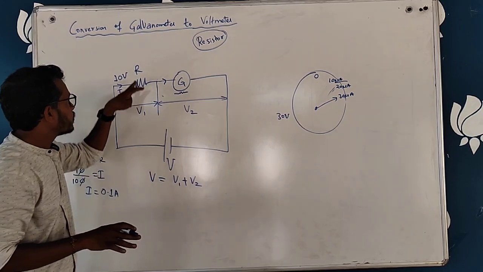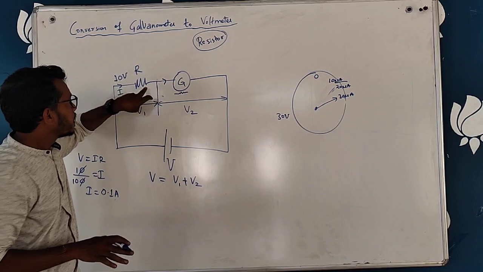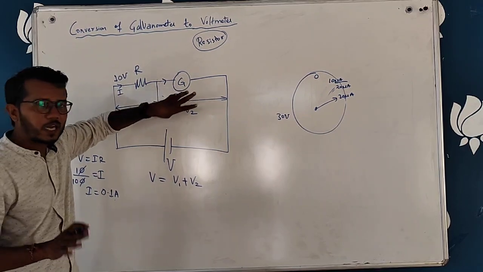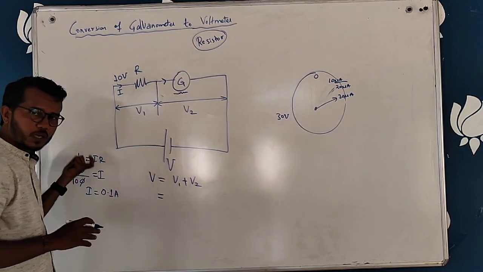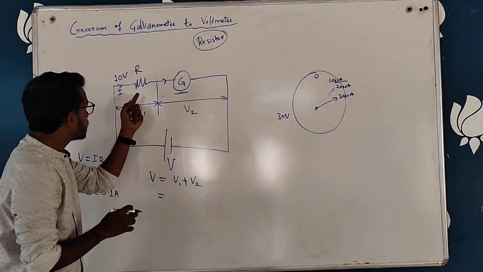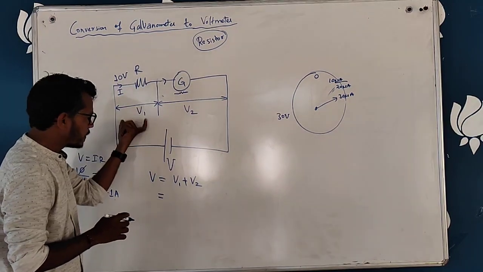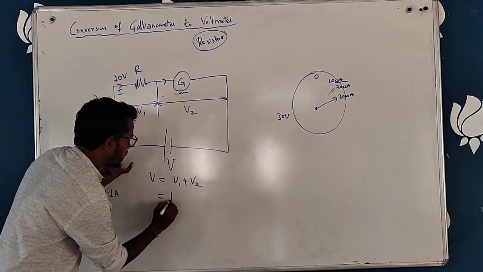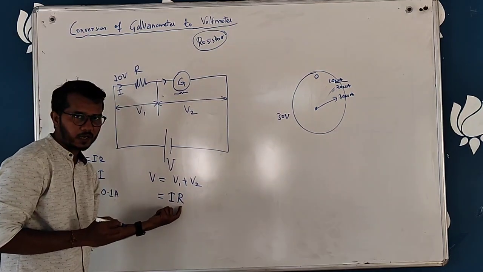So this I value in the resistor is the same, and this I value will be same in the galvanometer. So from Ohm's law, again V equals IR. V1 is the potential drop across this R resistor. So this I can write as I into R. We need to calculate this R.